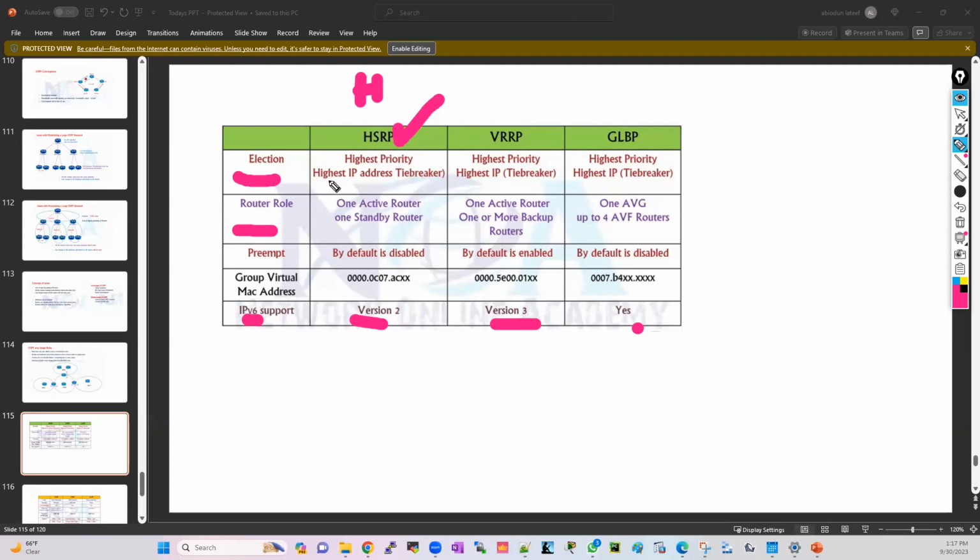So the election is done by what? Highest priority, or highest IP address as the tiebreaker. So now, based on the question you asked before, you asked which one would be the designated and the backup, right? Yes, sir. So now this is the tiebreaker. This is what we use to determine it: the highest IP address or highest priority will be used. I hope it's clear. Yeah. Okay, let's move on.